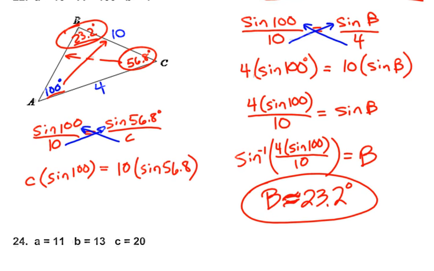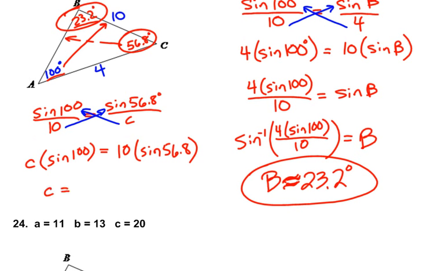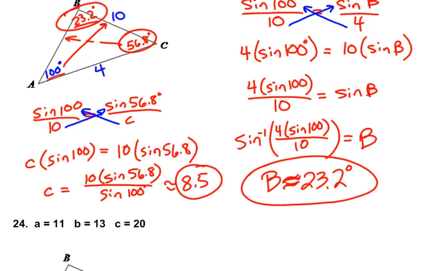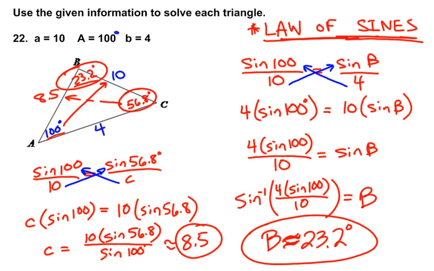So we can complete this real quickly by saying C is equal to 10 times sine of 56.8 divided by the sine of 100. And you can easily punch that in a calculator and find the length of side C. It comes out as 8.4967. We'll round that off to about 8.5 using our rule of rounding to the nearest tenth. So this side over here is our last piece to find, and that is 8.5 for side C. So we've found all the angles, and we've found all the missing sides. So this triangle has been solved.